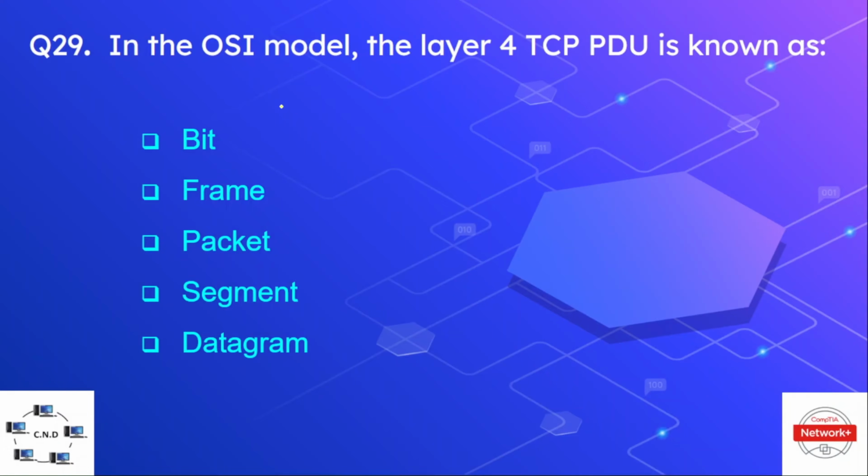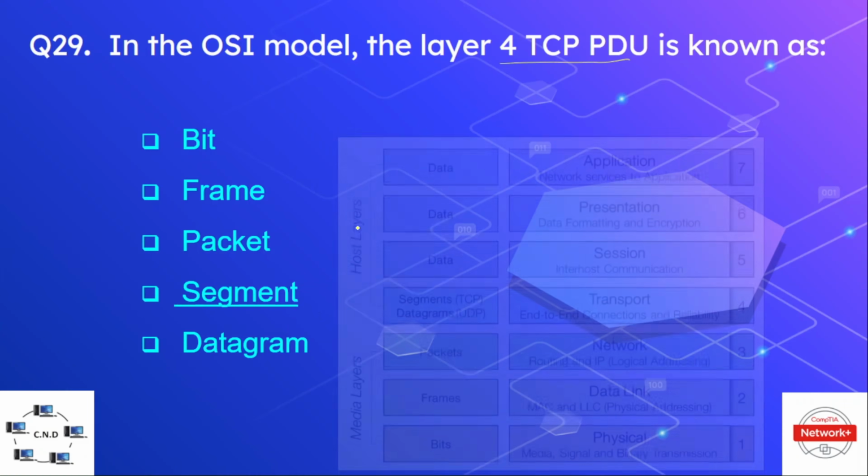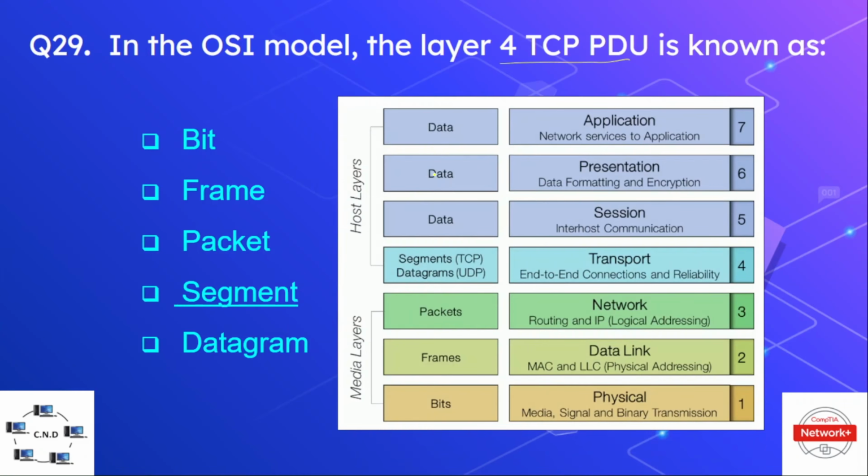Question number 29 is: in the OSI model, the layer 4 TCP PDU is known as, and the options are bit, frame, packet, segment, and datagram. The correct option is segment. For TCP it is segment, and for UDP it is datagram. And again, this is the visual that you can look up.